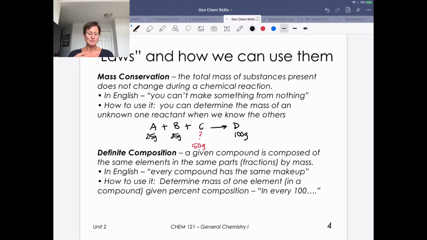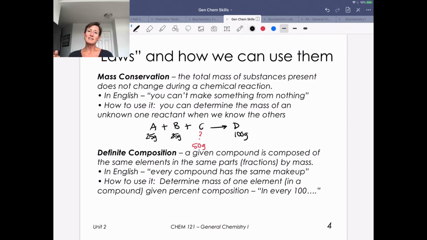Thinking about this last problem here, same kind of a thing. One of these laws is called the law of definite composition. So for a given compound that's composed of the same elements and the same parts by mass, that's kind of the definition of definite composition. So what does this really mean? Tell me it in English. It means that basically every compound that is the same compound is going to have the same makeup. So we can use that to determine the mass of a single element in a compound if we are given something called percent composition.